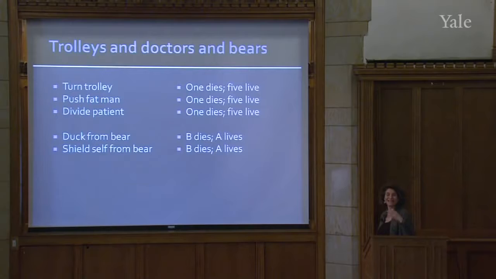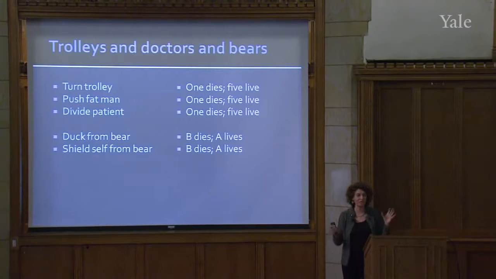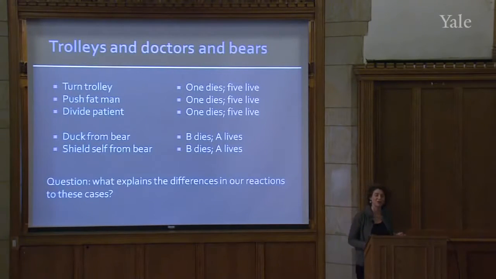So the second set of topics that I want to let you know we'll be talking about is the following. What is it that explains the differences in our reactions to these cases? Is there genuinely a morally relevant difference between diverting the trolley so that it kills the 1 rather than the 5, and pushing the fat man so that the trolley kills the 1 rather than the 5? Or is the difference in our reaction to those 2 cases merely psychological?